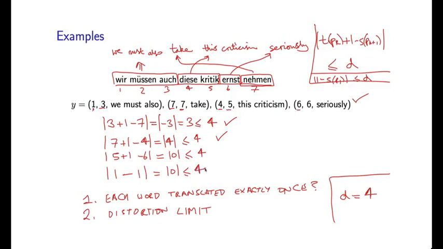Okay, so in short, this derivation satisfies, firstly, this constraint that each word is translated exactly once, and second, that none of these phrases move too far, that the distortion limit is satisfied. And the distortion limit is calculated by looking at the end point of each phrase and the start point of the next phrase and making sure they're not too far from each other.